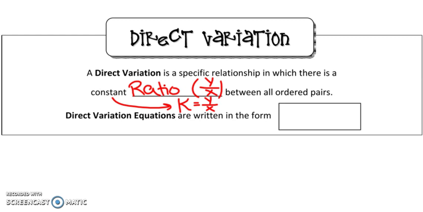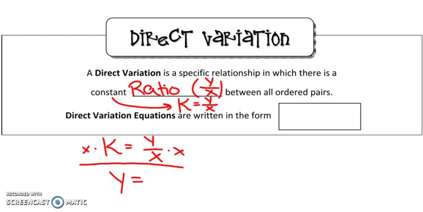Now, our equation for direct variation, well, if I take k and we use literal equations, we always want our equations in y equals. I'm going to multiply both sides by x. I get y equals kx. So that is my equation. It looks similar to slope-intercept form. The only difference is we don't have an intercept.